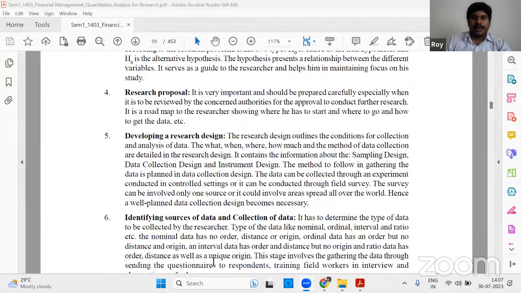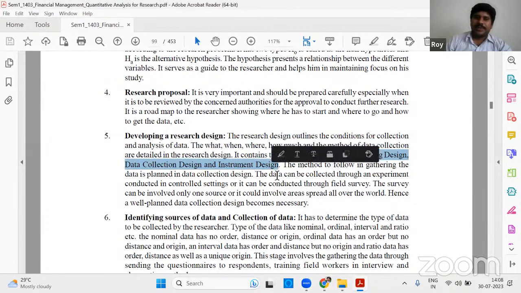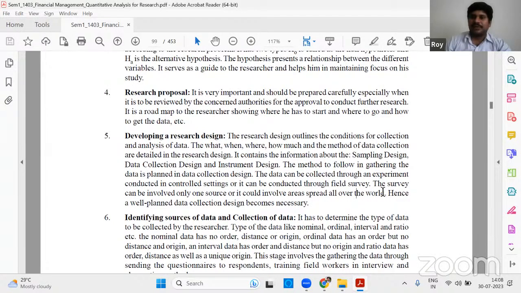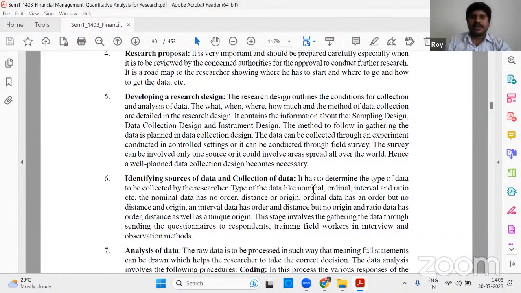Okay, right. In the research design, the method of data collection is detailed. You need to tell what your data collection is: information about the sampling design, data collection design, and instrument design. Gathering the data is planned in the data collection design, and it can be an experiment conducted in controlled settings or conducted through a field survey. How you want to collect the data, right? For example, for these online classes, how do I collect the data? Shall I talk to you directly or ask you to fill something?